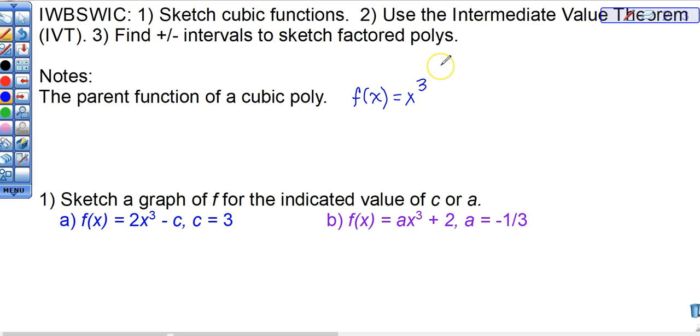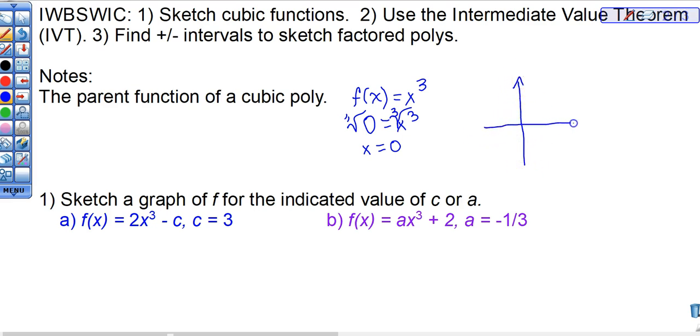So there are some things that I could ask you about that. I could say, where are its zeros? Where is its y-intercept? Etc. So let's find its zero. I just take the cube root of both sides, and the cube root of 0 is 0. Well, I think that's also my y-intercept then, right? Because that's the origin.